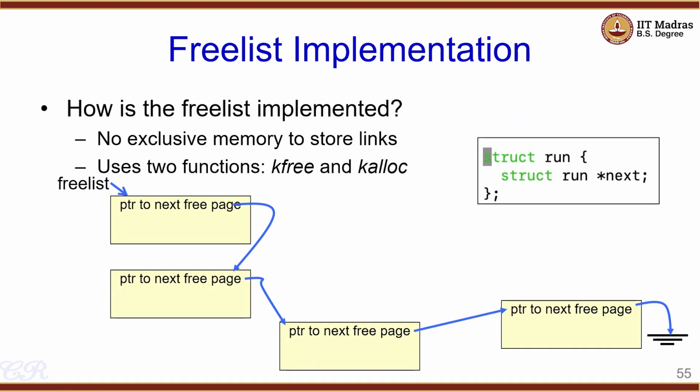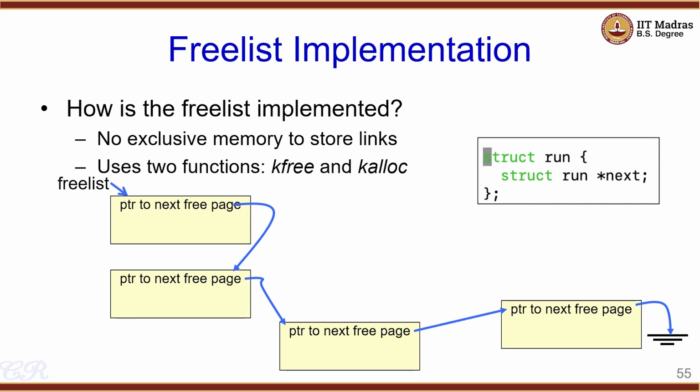Okay, so the free list, just to look at how it's implemented, there is a structure called struct run, and it has struct run *next. For those of you who have written singly linked list programs, you would immediately see the connection, right? You have a structure called run, and you have a pointer called next to a subsequent structure of the same form.